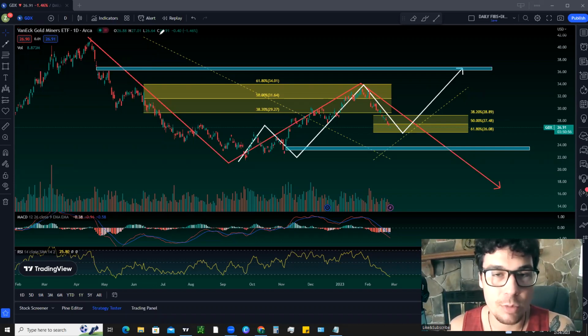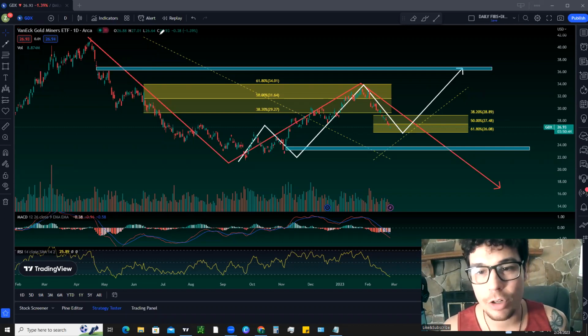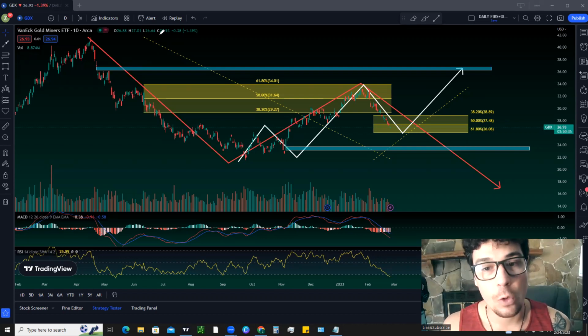Now, what we're doing is we're looking at two possible scenarios here for GDX. We're going to take a look at a bullish scenario and also a bearish scenario, so that way you guys can be ready for the next move, whatever it is. There are two structures that I'm seeing here currently. We could be getting a 5-wave bullish move, and that's going to be tracked by the white line, or we could be getting a 3-wave bearish move.